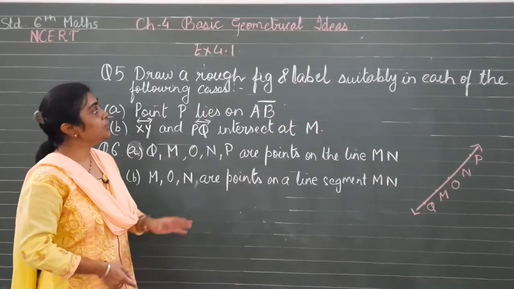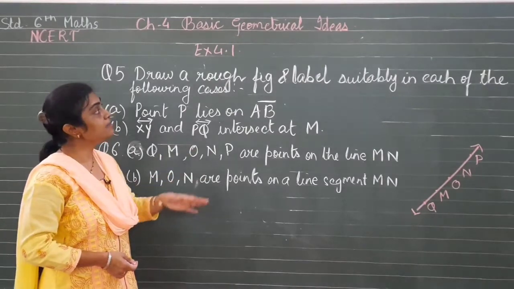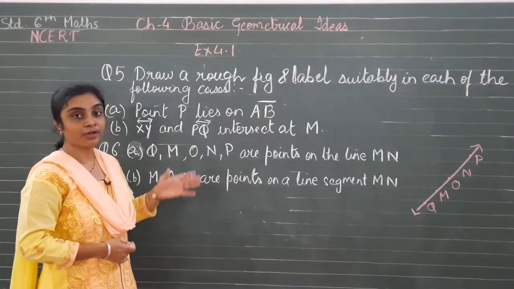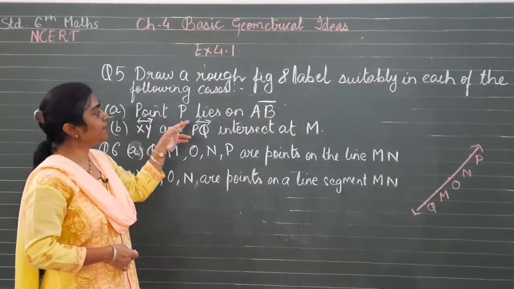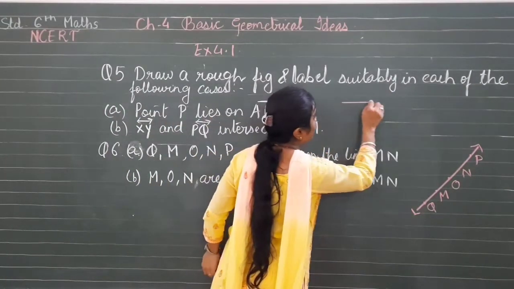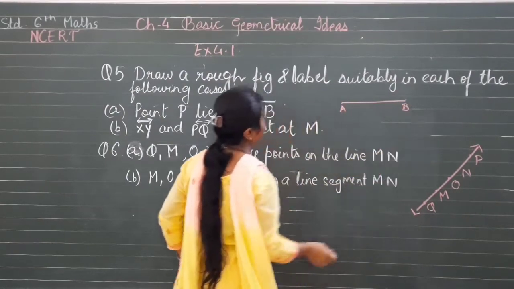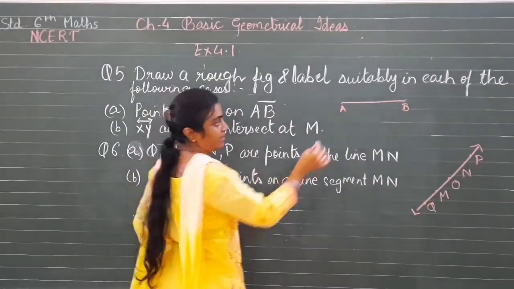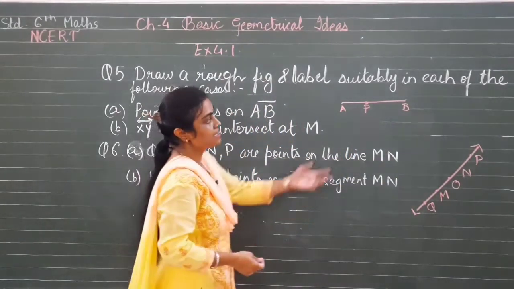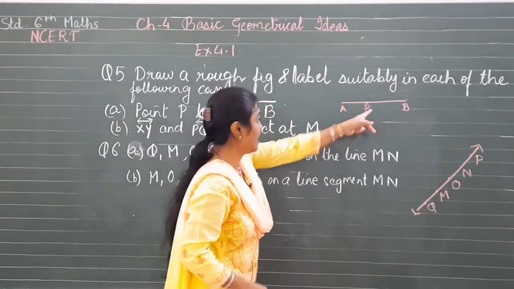Now question 5. Draw a rough figure and label suitably in each of the following cases. Some sentences are written over there. According to that situation, we have to draw the rough figure. Point P lies on line segment AB. Now you can draw a line segment AB, and you have to draw point P. That means it lies on line segment AB. So this is the answer, line segment AB, and on line segment AB the point P lies.